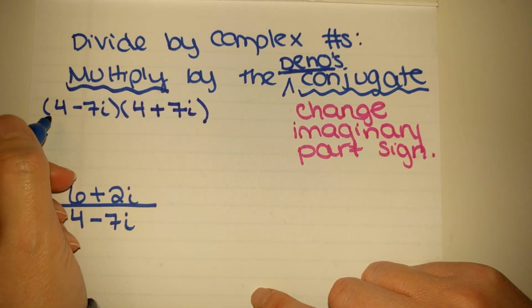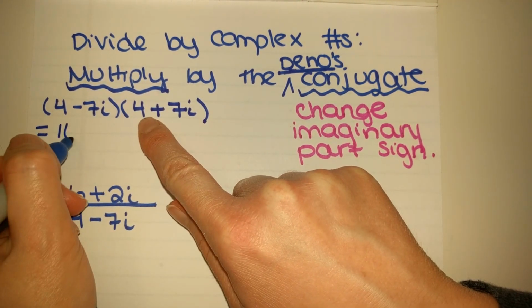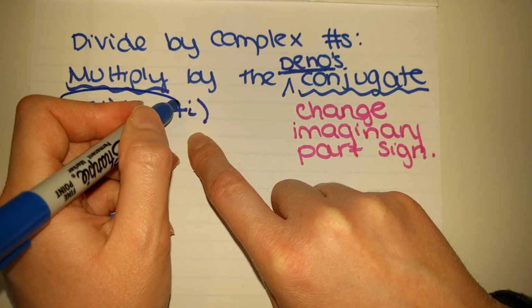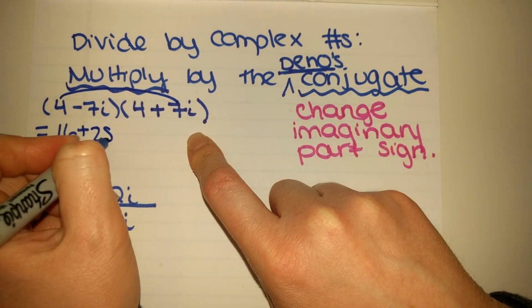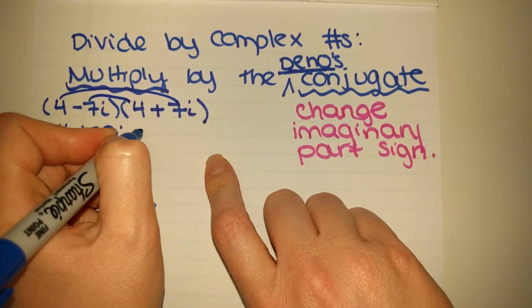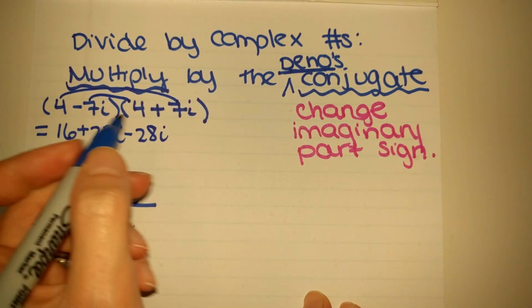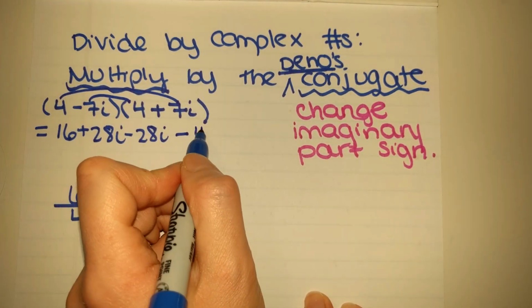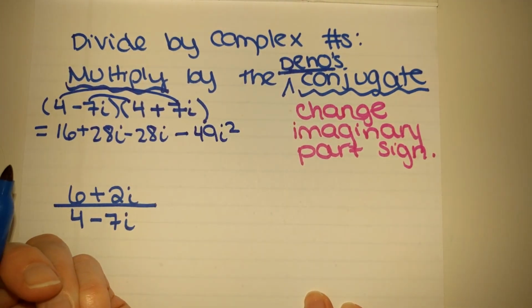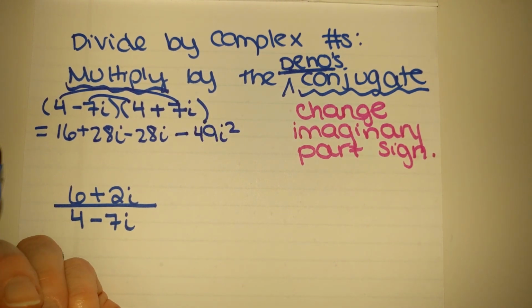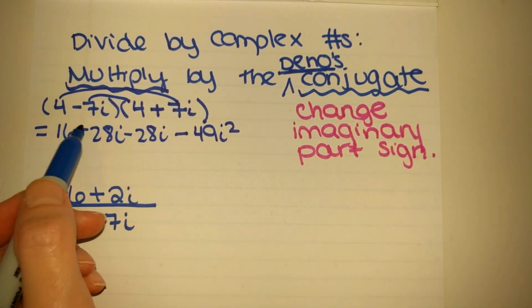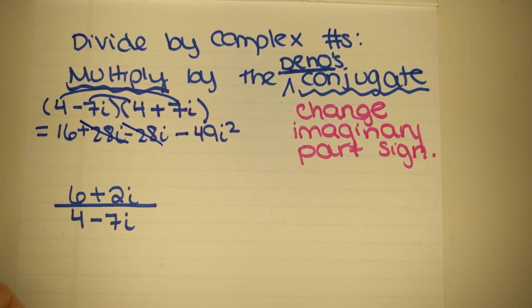And you'll notice that when you FOIL here, the 4 times the 4 gives us 16. The outer is going to give us a positive 28i. Inner gives us a negative 28i. And then the last 2 terms are going to give us a negative 49i squared. Now, this is always going to happen when we have a conjugate times a conjugate. You're going to see that the outer and the inner cancel.